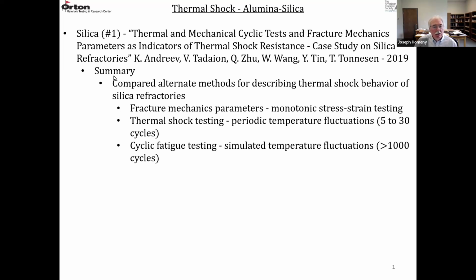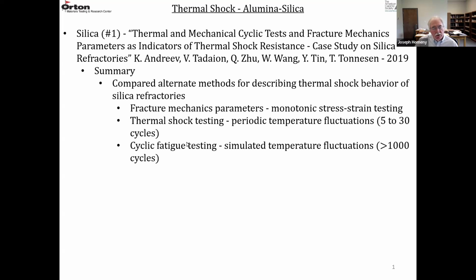So in summary, what they did here is they compared alternate methods for describing thermal shock behavior of silica refractories. And they did basically 3 things here. They took a fracture mechanics approach where they measured the different fracture mechanic parameters. And this is basically monotonic stress strain testing, which is stress or strain testing at a constant rate. They also did some thermal shock testing where they varied the temperature, and they were usually running 5 to 30 or maybe even, I think, 50 cycles in some cases.